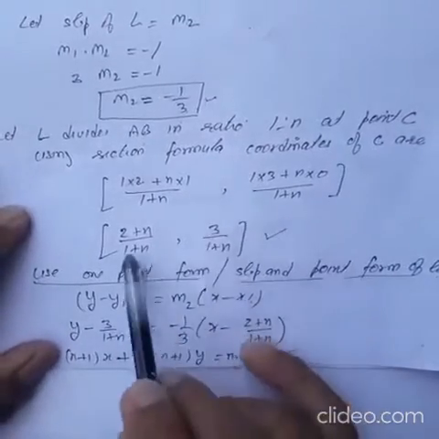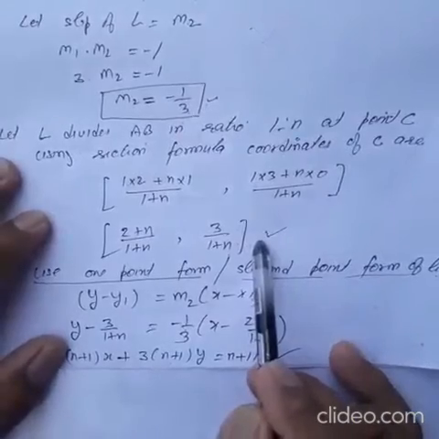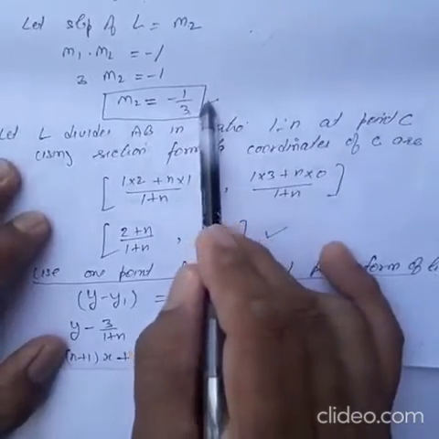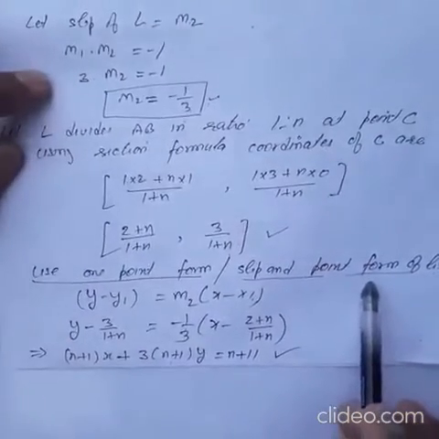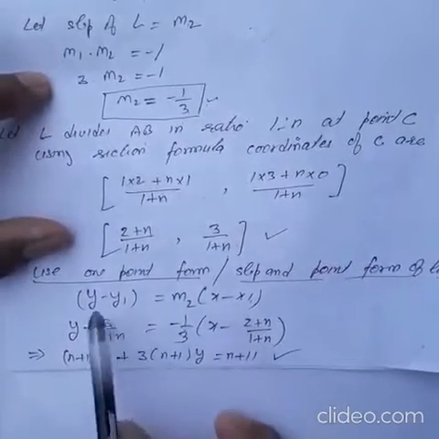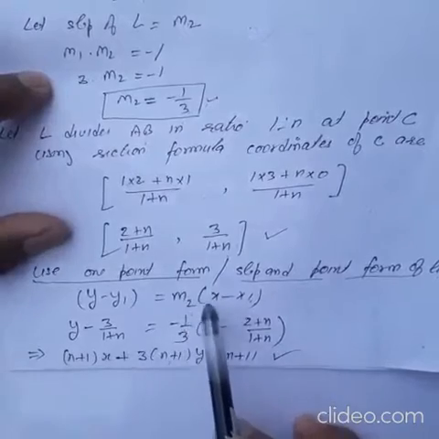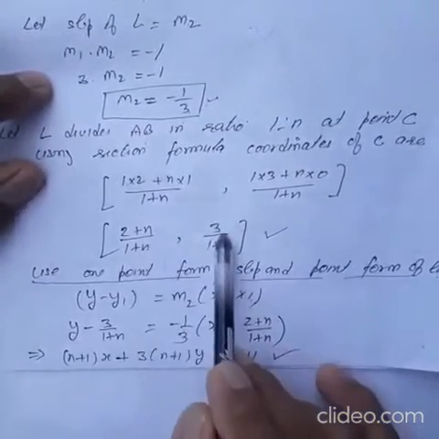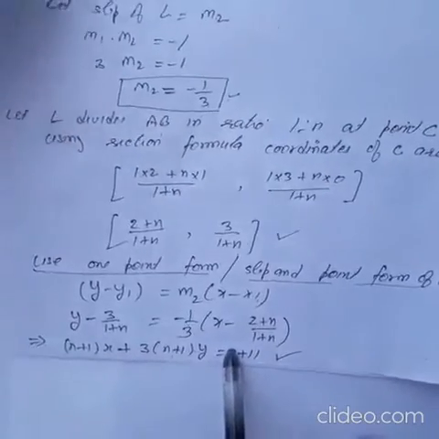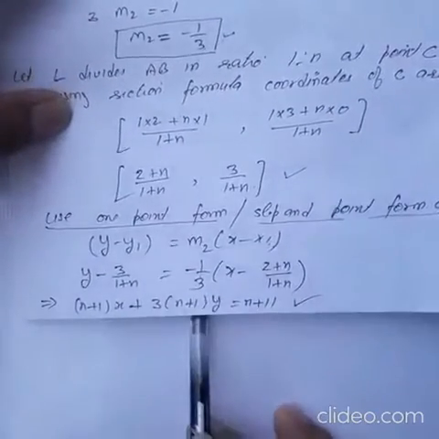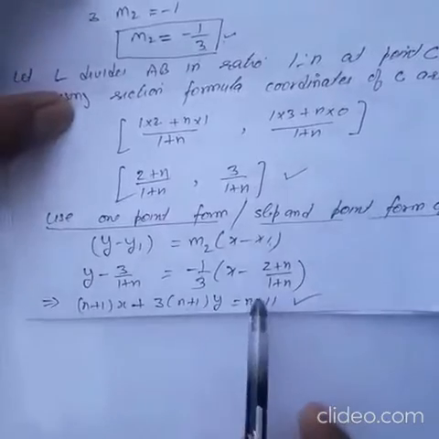Now this is the point on the line L and this is the slope of L. So we can find the equation using the slope and point form of the line. This is the slope and point form: y minus y1 is equal to slope into (x minus x1). This is x1, y1. Put the values here and calculate. So this is the required equation of line L. I hope it is clear.